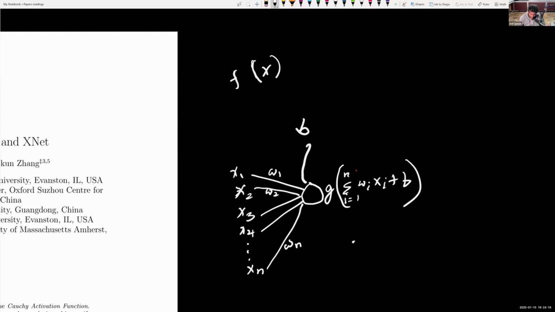Then what we do is we add a bias term. So that is your b term that you see here, and that gets added. So this is basically nothing but a linear transform. It's basically a weighted sum of all the n-dimensional inputs, and then you're adding a bias term. So this is a linear function.